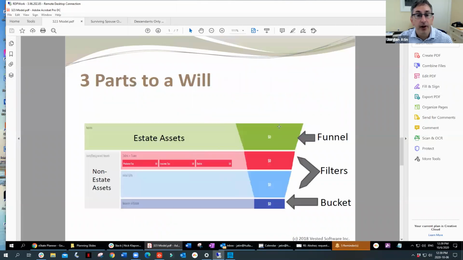You bet. So the last thing that I'd like to explain to clients is, how does a will work? What does it look like? And this is what I would say a will looks like.